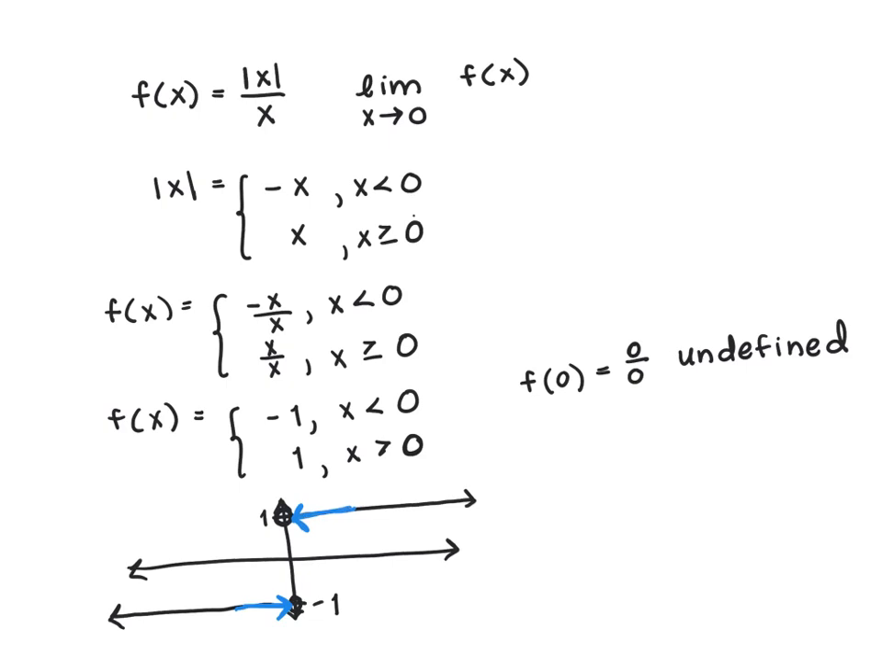Since the value of my function is not approaching the same value from the left and the right of 0, that tells me that my limit does not exist.